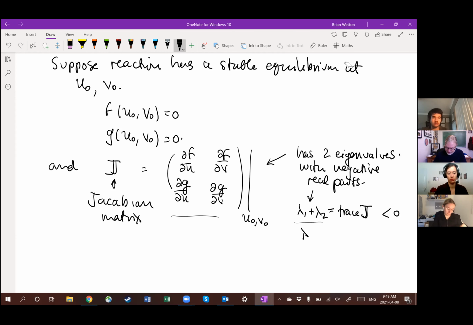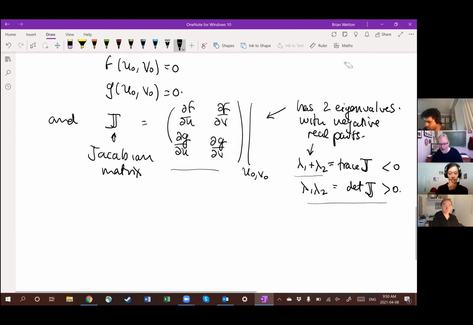The one you probably have seen, though, is that the product of the eigenvalues is the determinant. And if they're both real and negative, then if you multiply them together, you get a positive number. And if they're complex conjugates, then if you multiply them together, you get the absolute value squared. So either way, this has to be a positive number. So if the trace is less than 0 and the determinant is bigger than 0, then you've got two eigenvalues with negative real parts, whether they're real or complex.